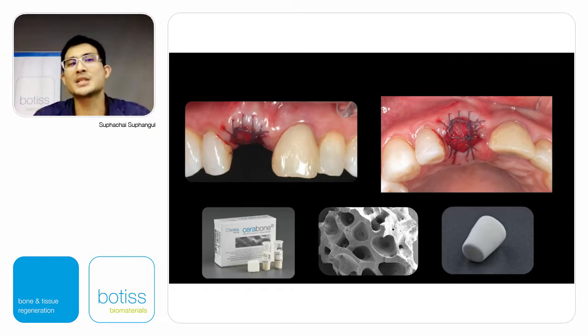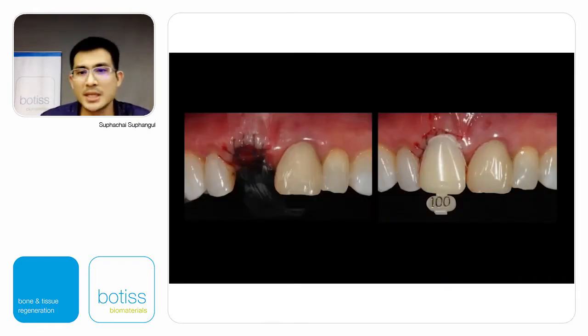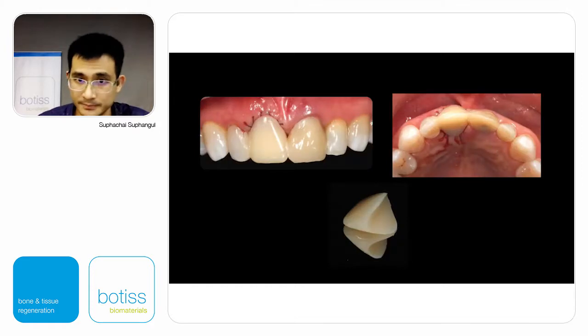For this one, I extracted tooth 1 with an atraumatic technique, and then I grafted the socket with the xenograft. In this case, I used Cerabone and covered it with a Jason membrane, collagen, and then sutured it. After that, I used the shell crown to reline and make the provisional crown for the patient. This is a pontic. We connect it to the adjacent teeth with resin bond.